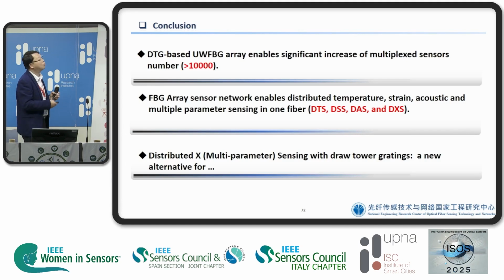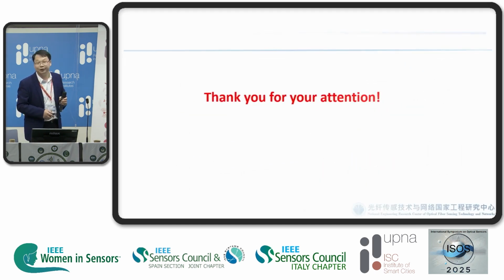Okay, finally, I make the conclusion that draw tower-based FBG arrays can enable a single fiber to host multiple sensor levels, and the FBG array sensor could be a new choice for distributed sensing, especially for multiple parameter sensing in one fiber. That means distributed multiple sensing with the draw tower. It could be a new solution for many possible industrial applications. And finally, I would like to thank you for your attention.